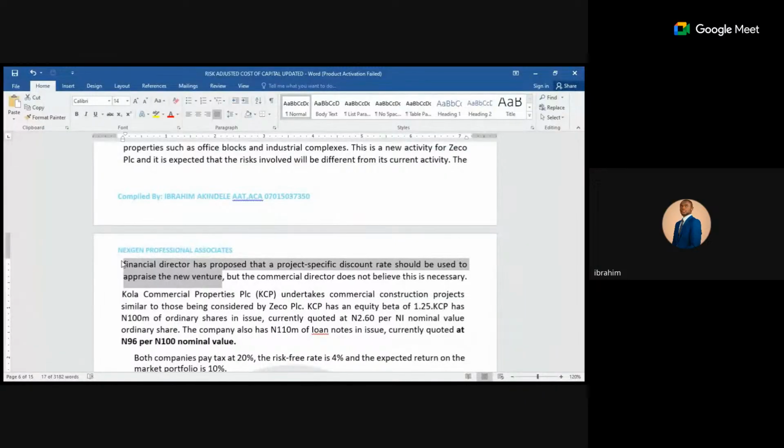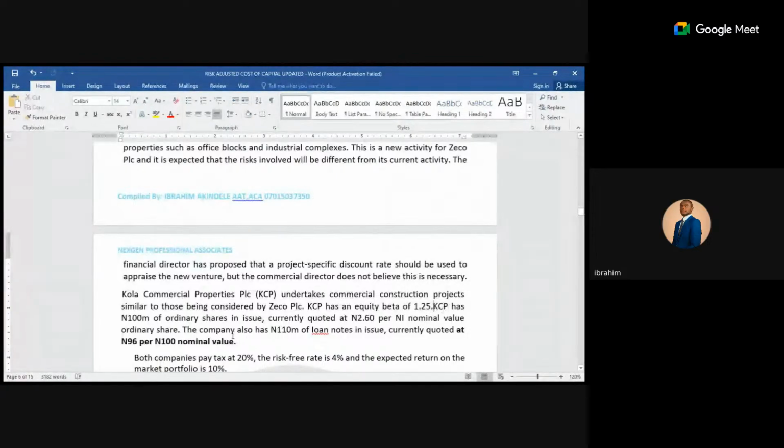Color Commercial Property undertakes commercial construction projects similar to those being considered by Zeco PLC. Can you see? Don't forget that Zeco PLC is considering a new project, and Color Commercial Property undertakes similar projects that Zeco wants to venture into. So Color Commercial Property here is the proxy company. Now, Color Commercial KCP has an equity beta of 1.25.